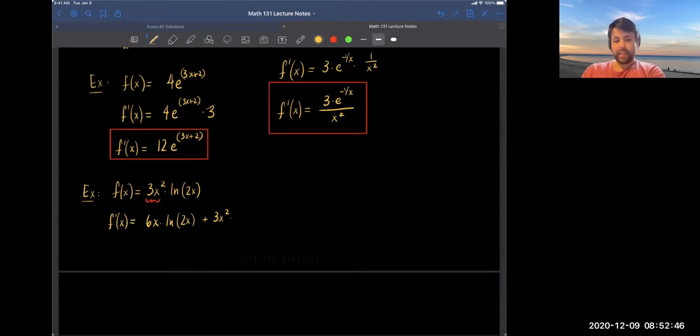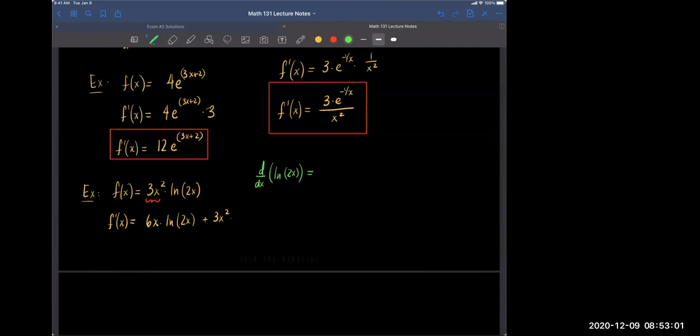So it'd be 6x times ln of 2x, leave that alone, plus 3x squared times the derivative of ln 2x. So what's the derivative? Let me just write this on the outside here. The derivative of ln 2x. What is this derivative? 1 over 2x.